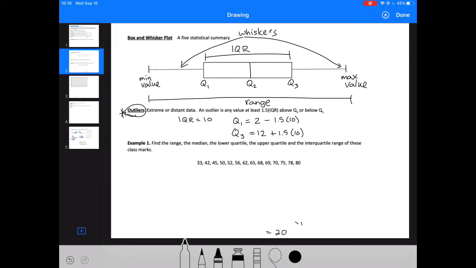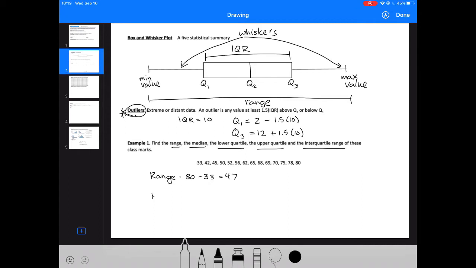Okay, so let's do an example where we're actually finding some of this information. In example 1, we're looking for the range, the median, the lower quartile, the upper quartile, and the interquartile range of these class marks here. So the range is usually the easiest. You're going to take the biggest number, take away the smallest number, which gives you 47.